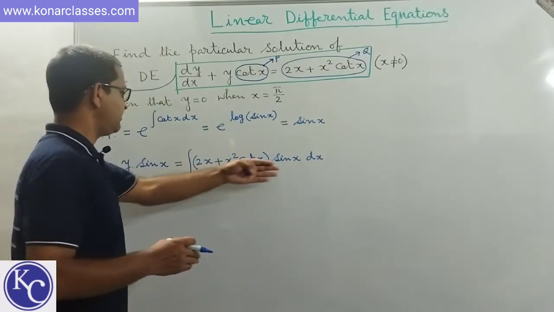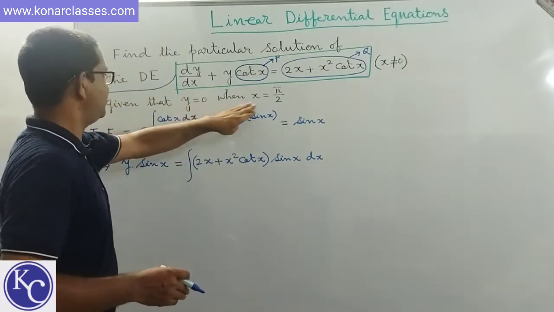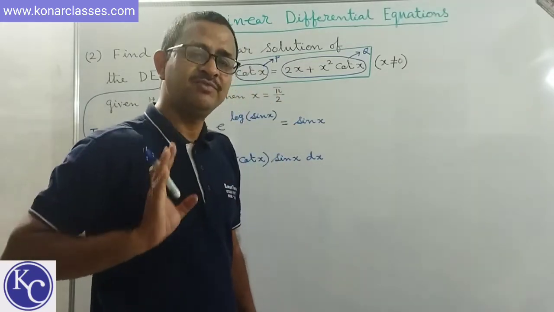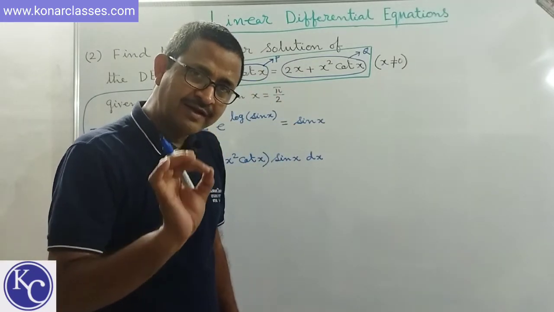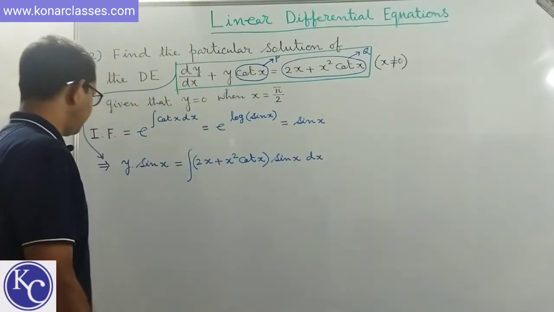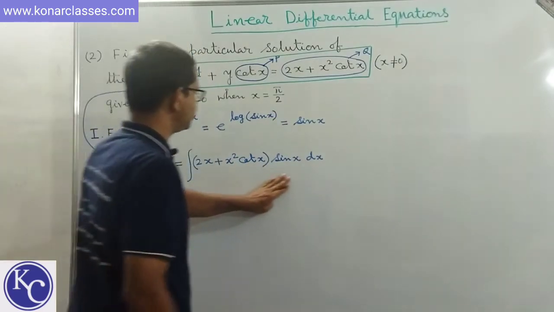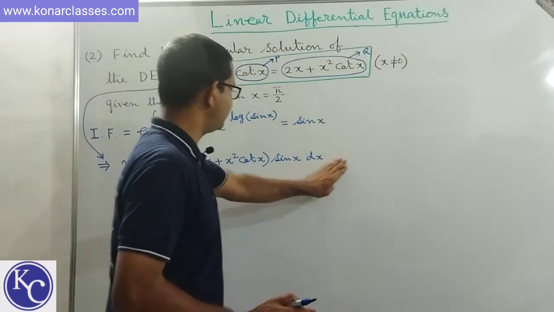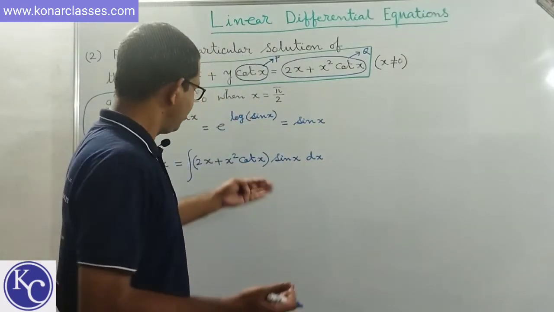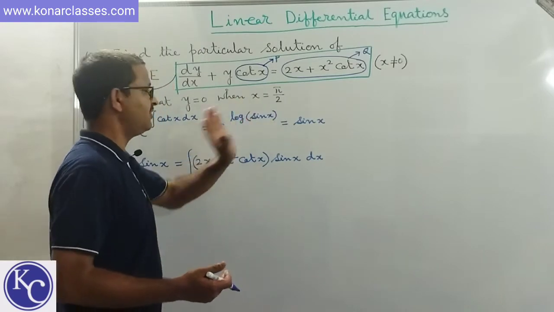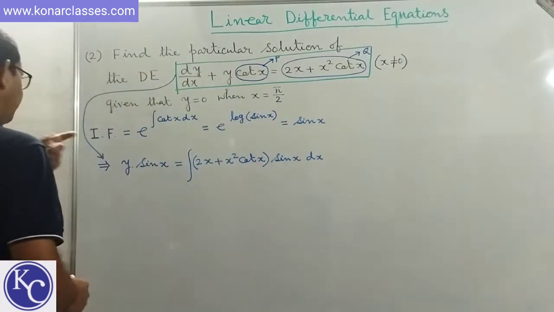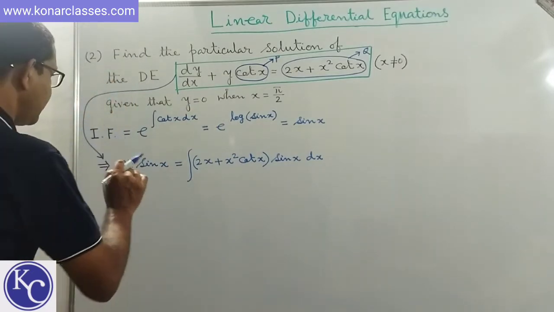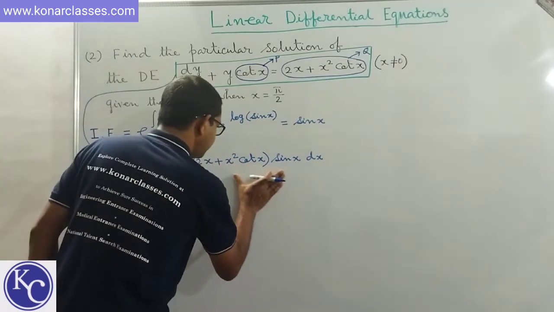And once we get that integrating constant, we will apply the initial condition, that is x equal to pi by 2 and y equal to 0, to find the value of this integrating constant, and we will end up with a particular solution. As we complete this integration, there will be one integrating constant, but for the sake of simplicity we are not considering that yet. Finally we will find its value by applying x equal to pi by 2 and y equal to 0. Now let us concentrate on integrating this one.